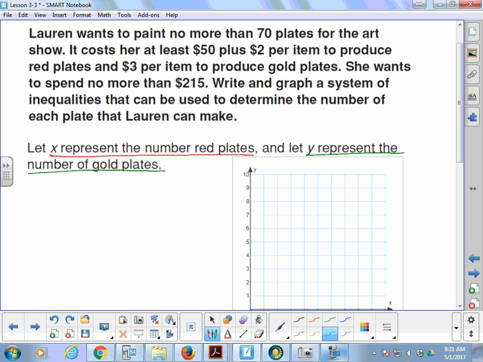All right, and so it says we want no more than 70. Okay, well, what does it mean to have no more than something? What inequality symbol do I use for that? Billy. Less than or equal to. So we'll say that X plus Y must be less than or equal to 70.